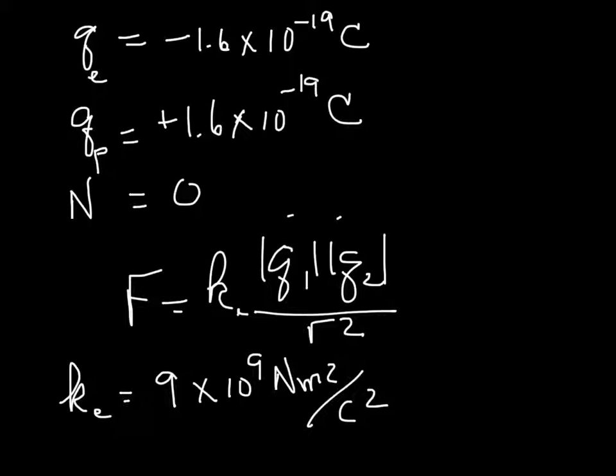Let's review a couple of other things that are going to be important to remember. If you have two like charges, let's say a positive charge and a positive charge, they are going to repel each other. And if you have two unlike charges, say a positive and a negative, then they are going to attract each other. They will either repel or attract each other with the same force, equal in magnitude, opposite in direction.